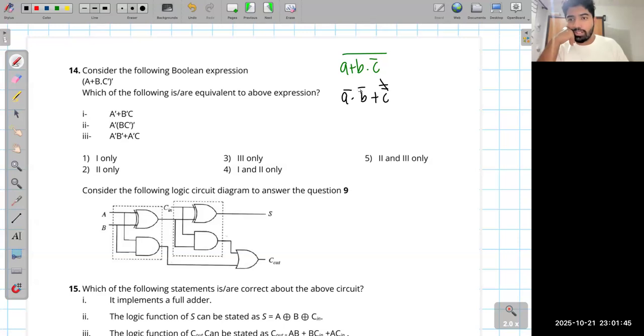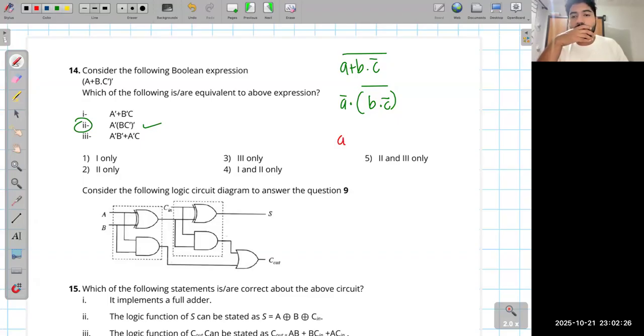This, of course, I can multiply. A bar dot B bar plus C. Take it like this. Multiply these two. Or we'll do it like this: A bar dot B dot C bar, whole thing bar. A bar dot B dot C bar, whole thing bar. This is correct.